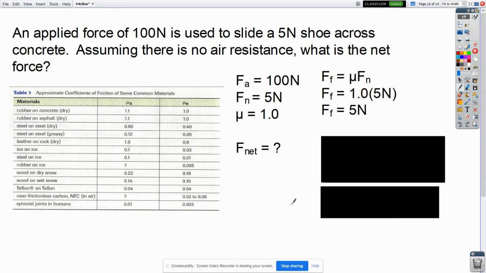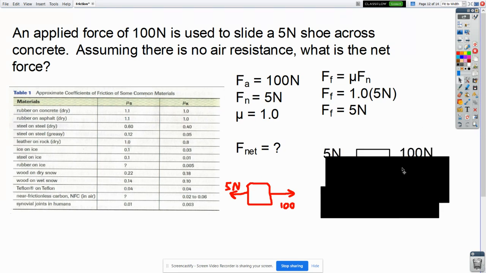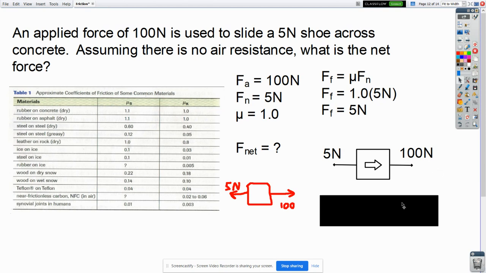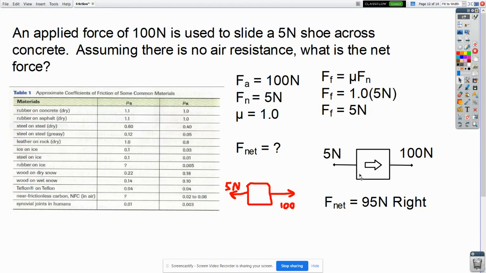Now to find the net force, we have to consider that there is an applied force of 100 newtons. So that means a force of 100 newtons is being applied. And opposing it, we have a 5 Newton force of friction. Calculate it like you would any other net force. I already drew it. They're in opposite directions, so we subtract them from each other. 100 newtons minus 5 newtons is 95 newtons. It'll be in the direction of the stronger force.